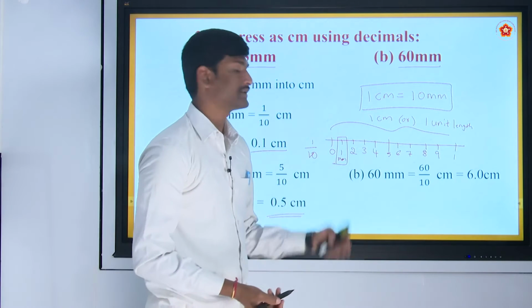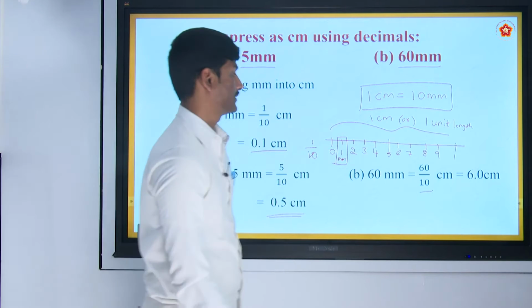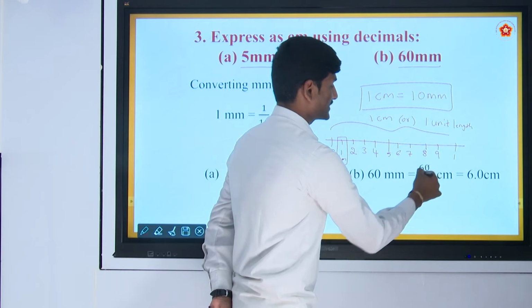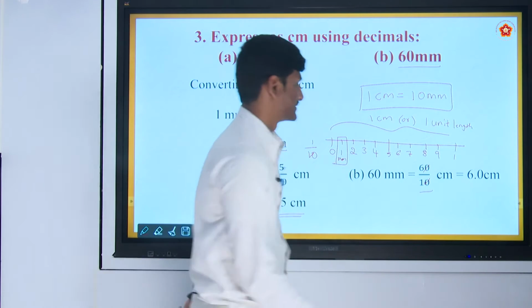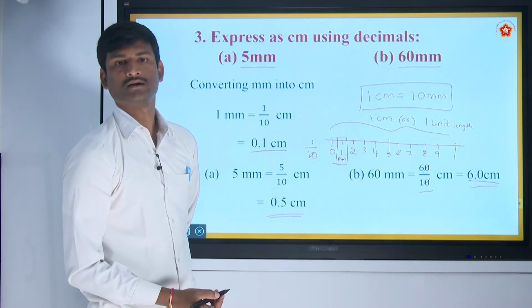Here 60 millimeter, you know 1 millimeter is equal to 1 divided by 10 centimeter, 0.1 centimeter. Here 60 millimeter is equal to 60 divided by 10 centimeter, means 0 cancels, 6 centimeter, 6.0 centimeter. Understood?